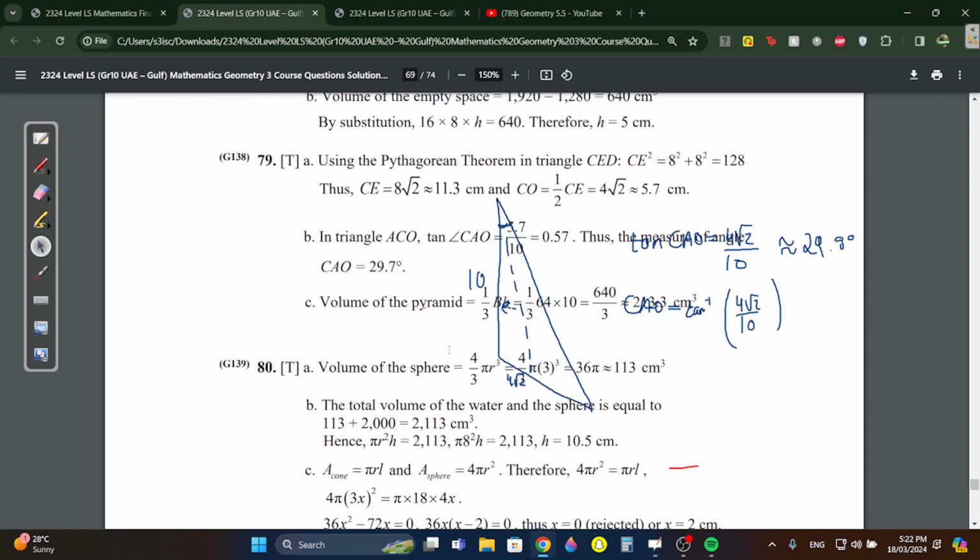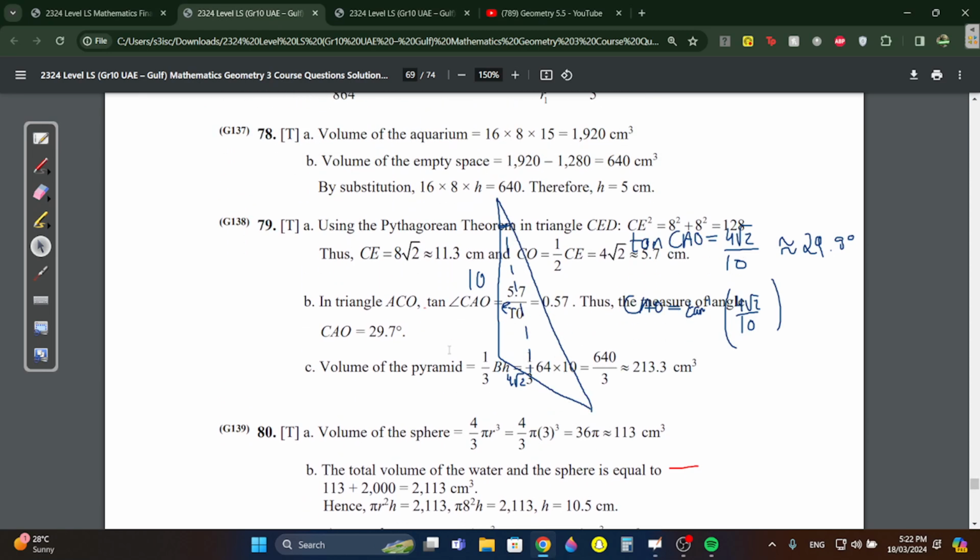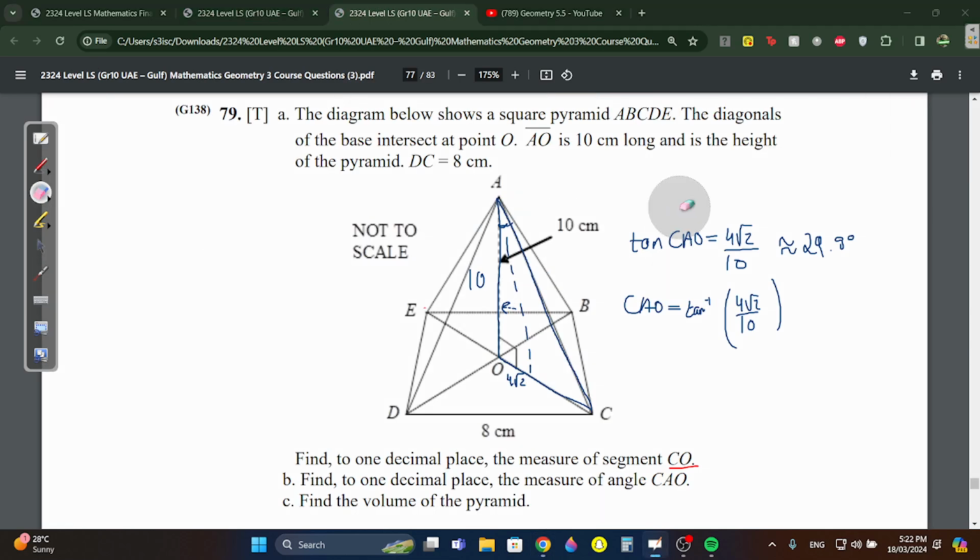The answer says 29.7. How did they get 29.7? They used 5.7. Okay, because they're using the answer from part A. Yeah, and don't use 4 radical 2. In part A, we got 5.7. Our answer was 5.7, not 4 radical 2.